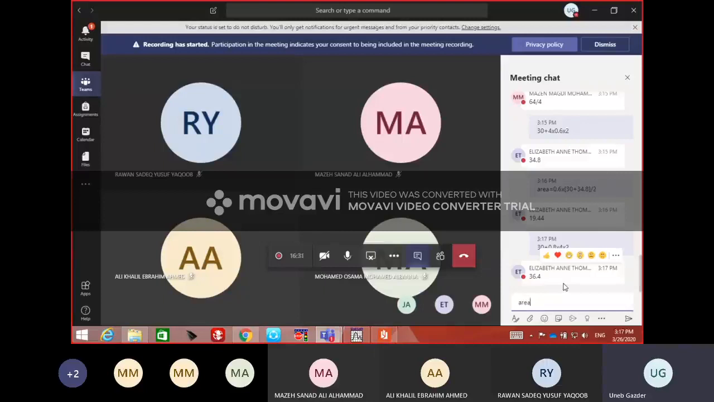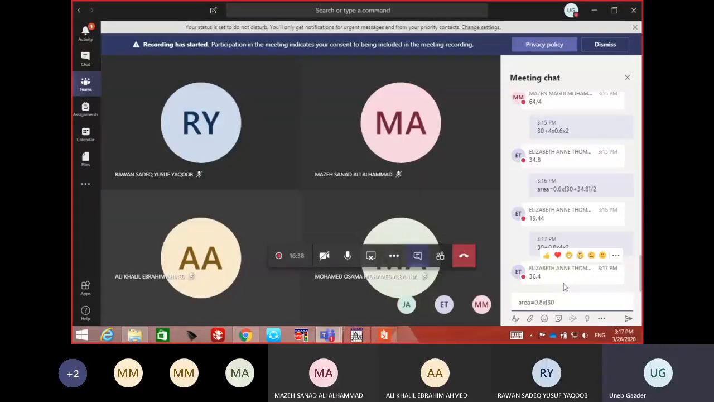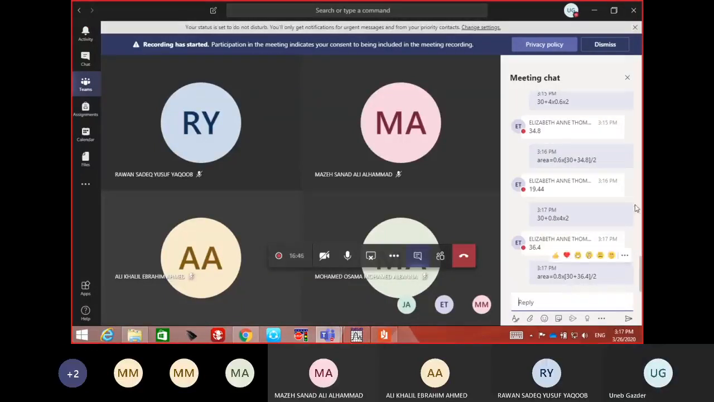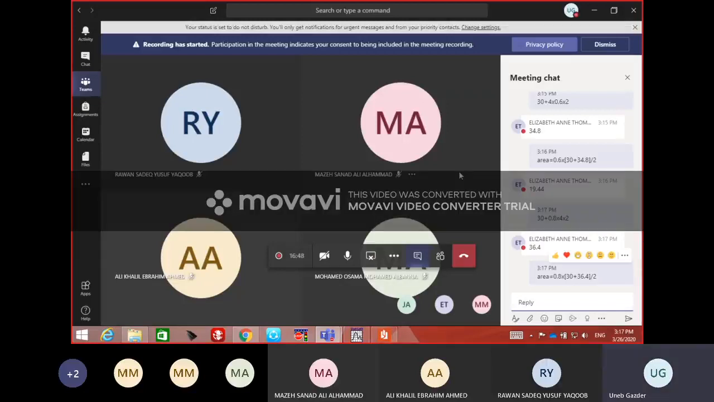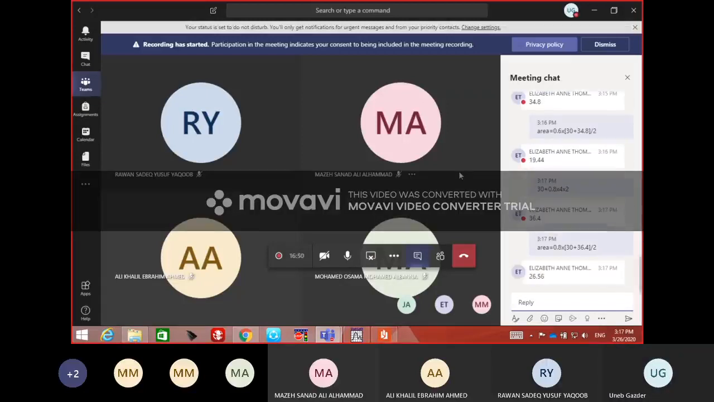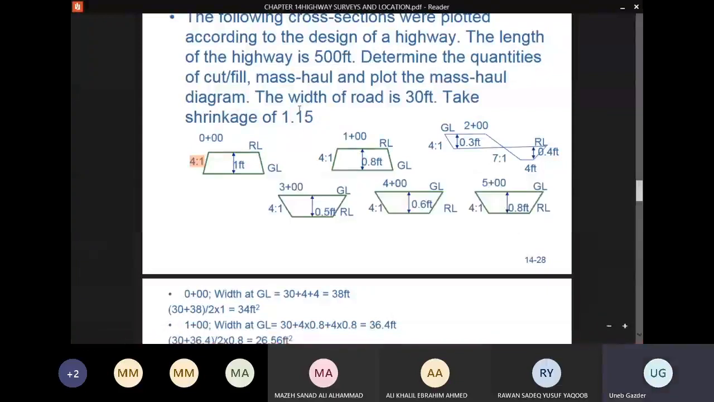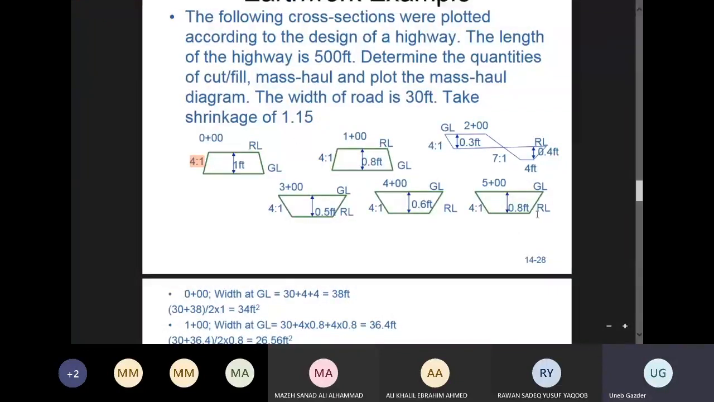Okay, so if you calculate the area, it will be 0.8, the difference in elevation, into the average of the parallel sides, which are 30 and 36.4. Okay, so I have solved the easier ones here. These last three areas which you calculated were all cut areas. The ground level is high, the road level is low, so all of them are cut areas.